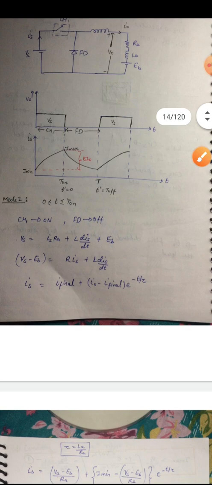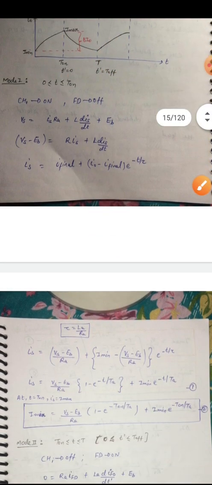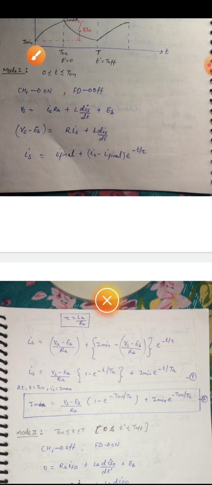So this is the T on period, this is your T off period, and the total time period is T, where T equals 1 by F, F being the switching frequency and T the time period. Consider this as mode 1 and this as mode 2. So what is happening in mode 1? From 0 to T on, chopper 1 is on and the freewheeling diode FD is off.